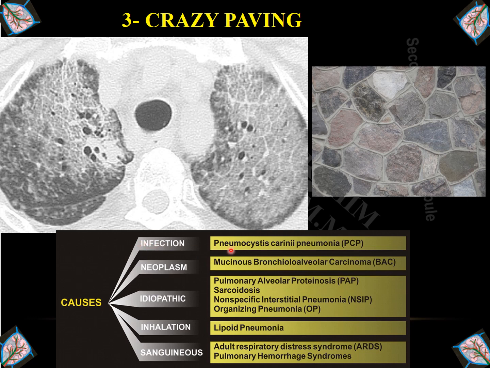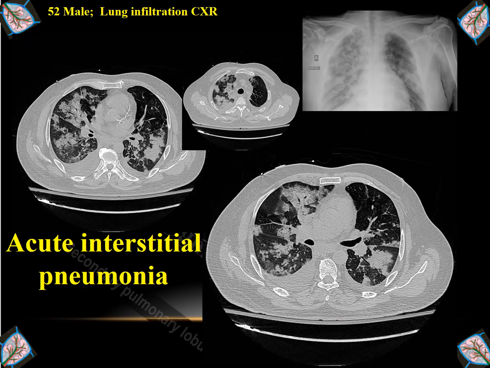The other infectious cause is pneumocystis jirovecii pneumonia. Neoplastic causes include mucinous bronchoalveolar cell carcinoma. Lipoid pneumonia can also cause this. Adult respiratory distress syndrome can cause this crazy paving appearance in the HRCT.